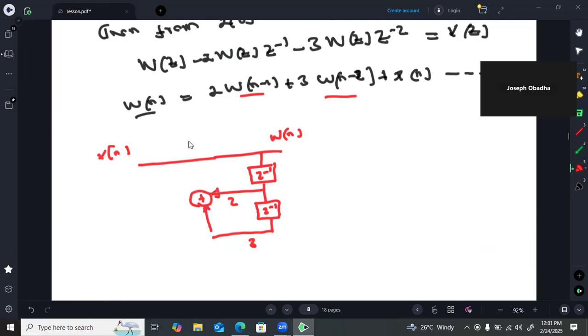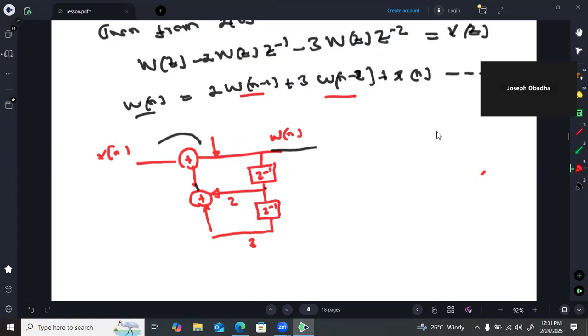Once I've had the summation at this point, then you can see we need to add our x of n. So probably we need another adder here. I have the x of n being added to the sum of this, which is basically this one term from here and this other term from here. So that is the first part.